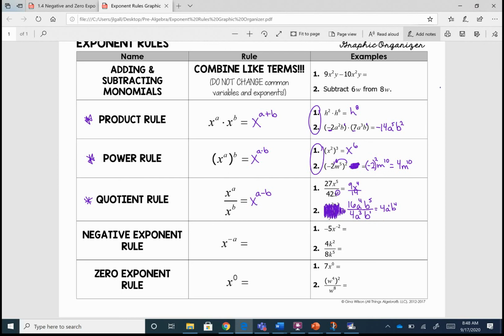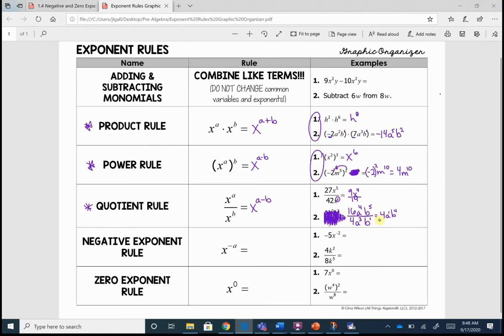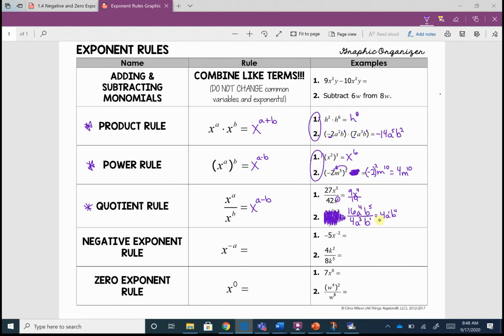So, negative exponent rule. If I have a negative exponent, where do I need to move it so it becomes positive? What did we just do? Where did we move it to? To the bottom, yeah. We move it to the bottom. Now we move it to the bottom, that exponent becomes positive.